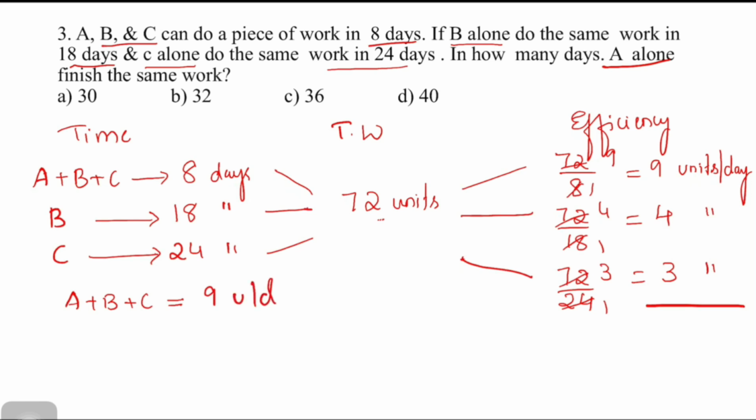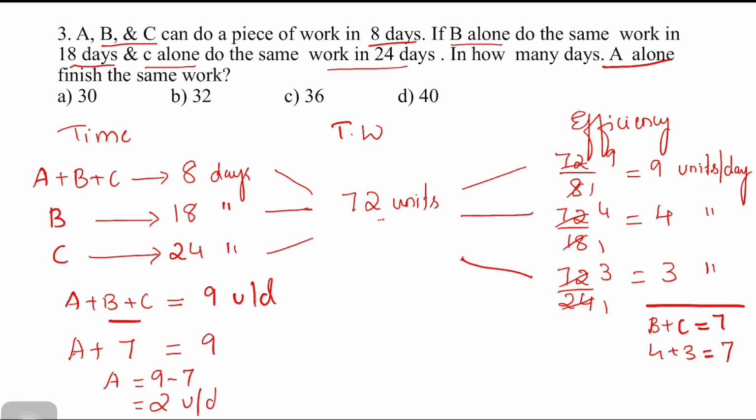Then we know B and C, how much they will complete, isn't it? So B and C together will complete 7 units per day, that is 4 plus 3, which is equal to 7. So A plus B plus C's efficiency is how much? 7, and total is 9. From this we will get A's efficiency. A's efficiency is 9 minus 7, which is equal to 2 units per day. So A will complete 2 units per day.